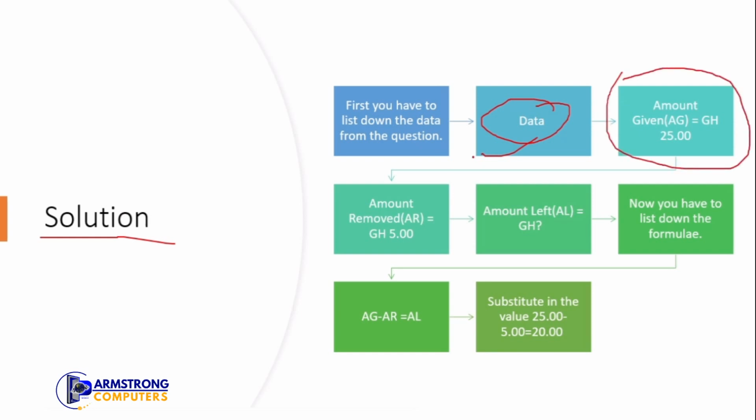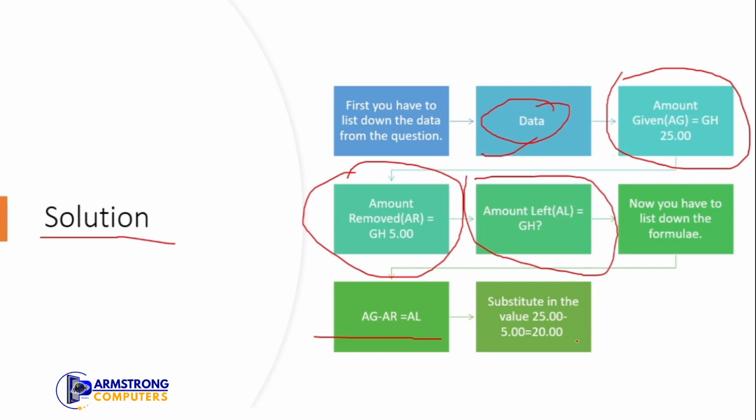And the same question, the amount removed, is 5 Ghana cedis. The same question asks us to find the amount left. That we don't know, and that is what we are going to find. Finding the amount left, you now have to list down the formula from the question. The formula is: amount given minus amount removed is equal to amount left. So we just have to go ahead and substitute in the values.